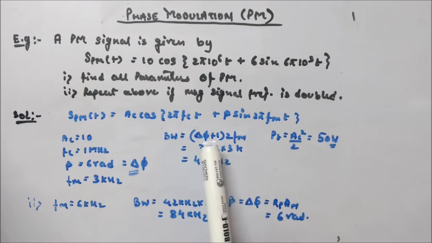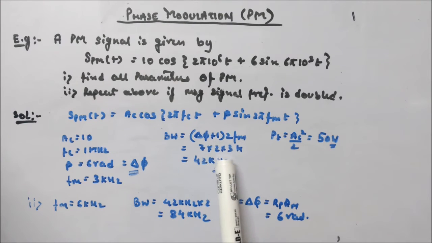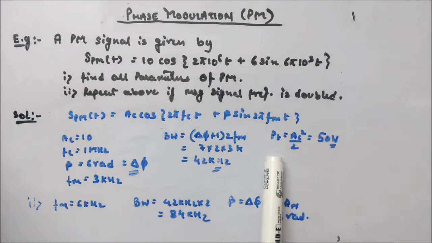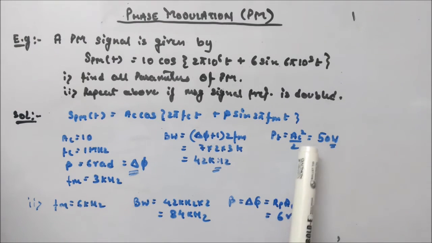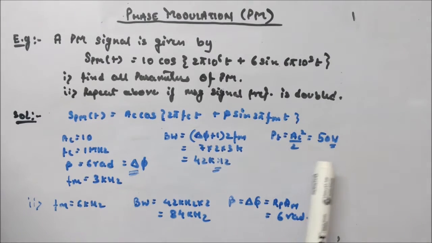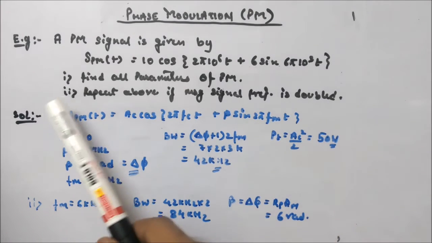Now bandwidth you can calculate: (beta plus 1) into 2 f_m, that is (del phi plus 1) into 2 f_m, 7 into 2 into 3k, that is 42 kilohertz. And you can calculate the power as well: A_c squared divided by 2R, A_c squared divided by 2, which is equal to 10 squared divided by 2, that is 50 watts. That is our first case.